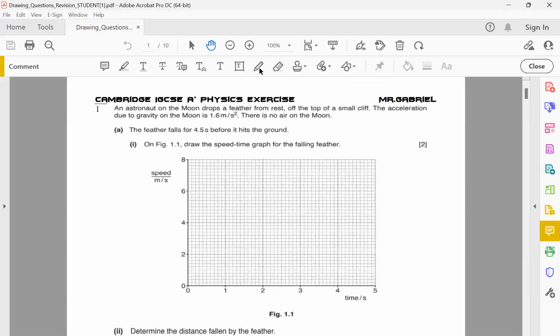What do they want from you? It says that an astronaut on the moon drops a feather from rest. Guys, I want to highlight this question here. This statement is always ignored by the students. Whenever you see the words "from rest," this means to say the initial velocity is 0 already.